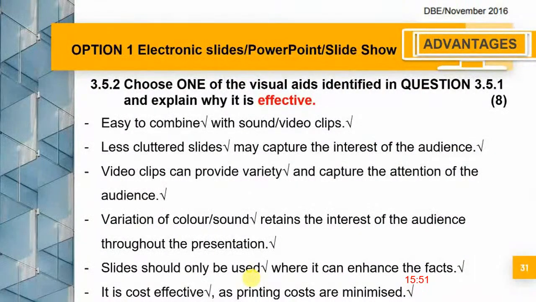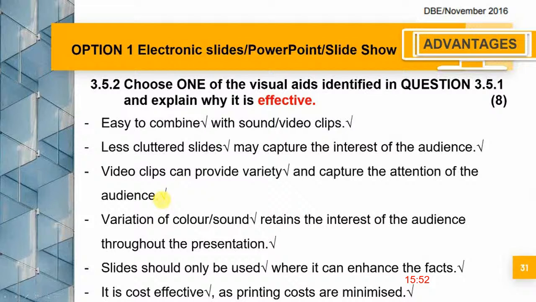And the third process I want to talk about. Choose one of the visual aids identified above and explain why it's effective. Talk about an electronic slide, a PowerPoint, a slideshow. Why would this be so effective? It's easy to combine with a sound or video clip. And it saves you time as you can prepare it before the time. Less cluttered slides may capture the interest of the audience, especially if the video clips can provide a variety and capture the attention of the audience.